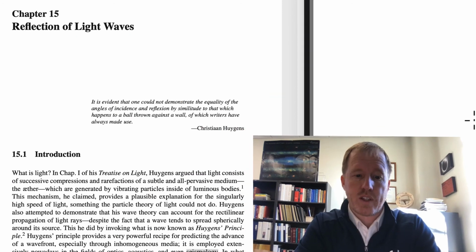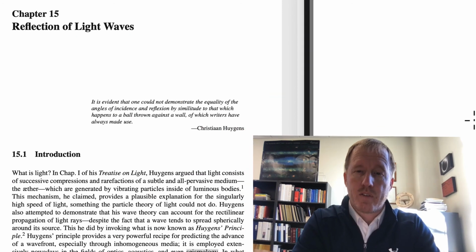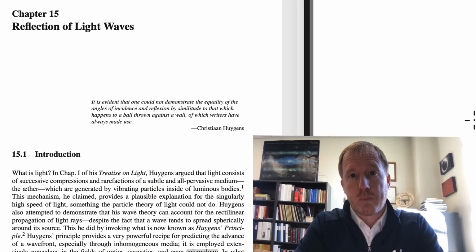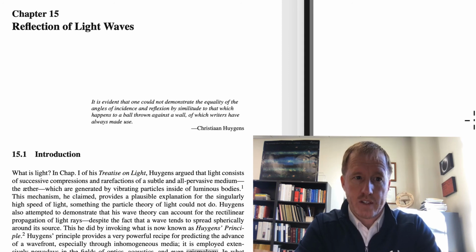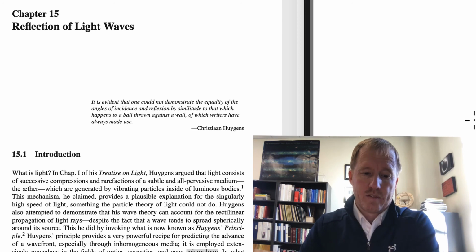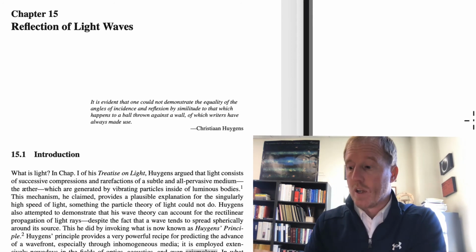We have been looking at the work of Christian Huygens and his treatise on light. We've gotten up to about chapter 15 in A Student's Guide Through the Great Physics Texts, volume 3. In chapter 15, what Huygens does is explain how his wave theory of light can account for the law of reflection. Before we start into chapter 15, let me remind you of where we have been.